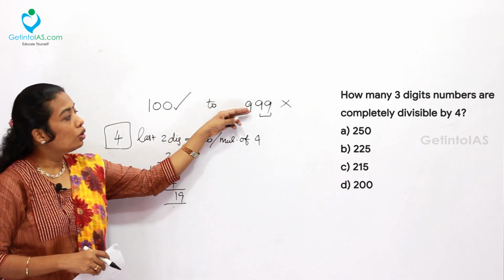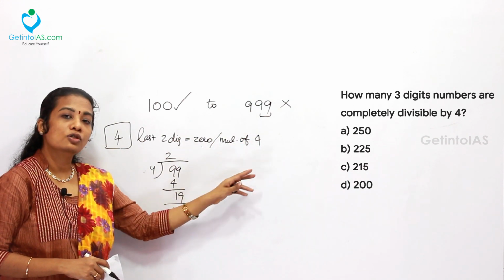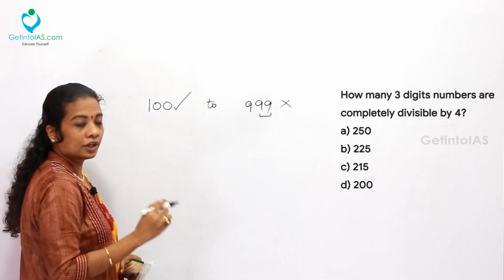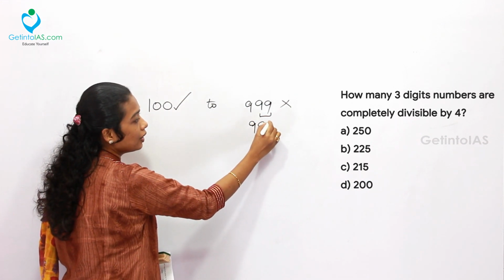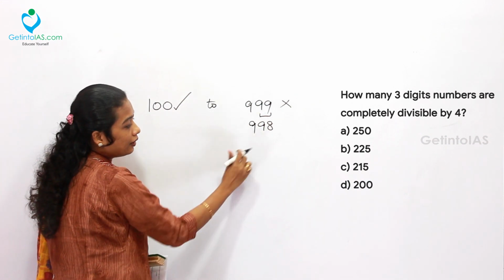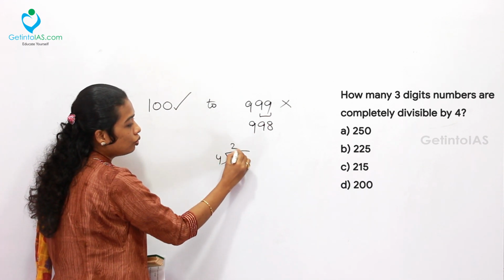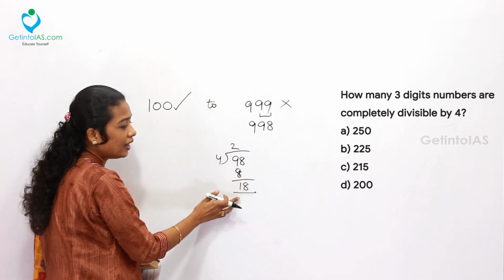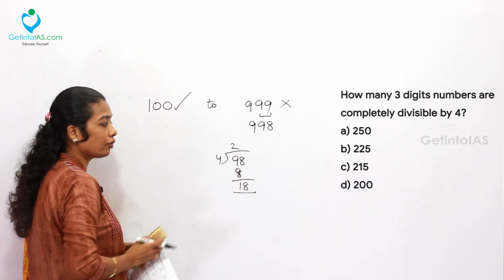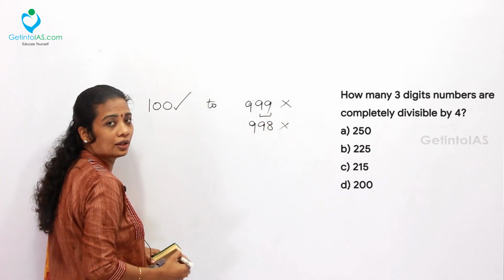So, we want to arrive at the lower level and check one by one which numbers are divisible by 4. Let us take 100, which is okay here. Below 999 is 998. I am checking 98 with 4. 2 times 4 is 8, the rest is 1, here 18. 18 is not a multiple of 4, right? So, we can say 998 is not divisible by 4.